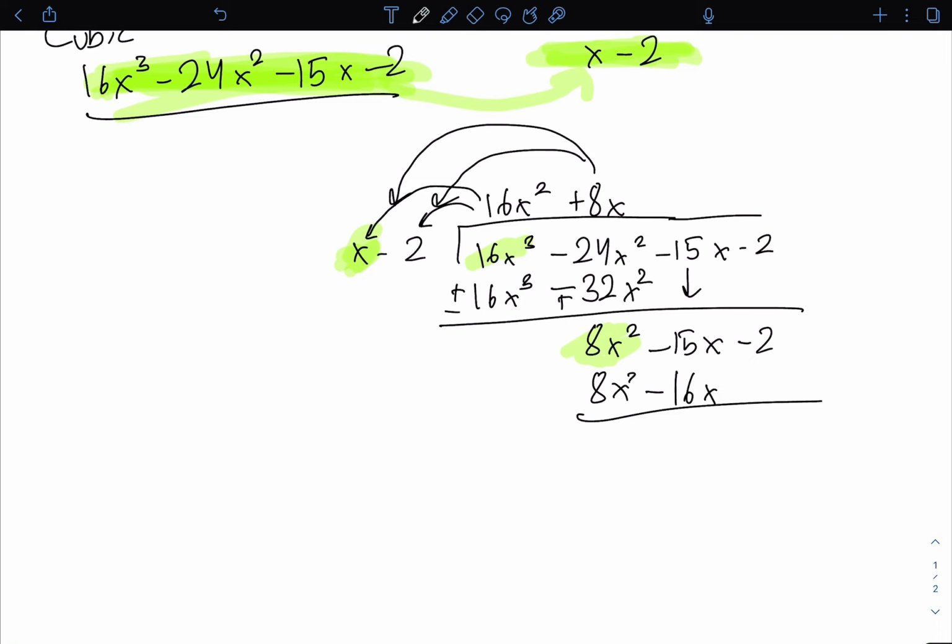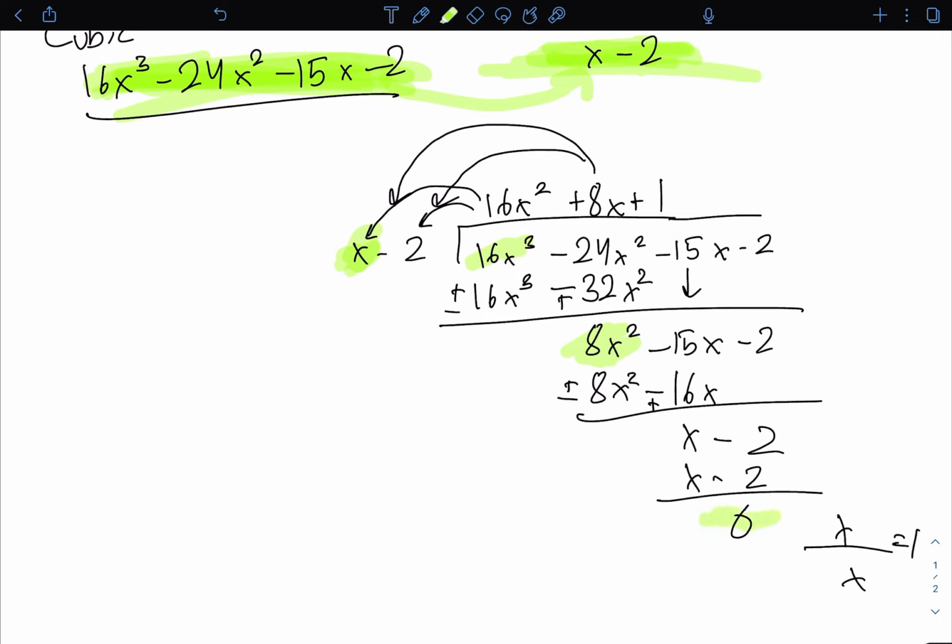Right, sorry, this should be 8x squared. This is positive, so it becomes negative. This becomes positive. 16x minus x is going to be x minus 2. So we take this and x, so 1, move 1 over here, and multiply it, so that's x minus 2, remainder 0. Okay, if the question already states that x minus 2 is a factor, then the remainder should always be 0. If it's not 0, then it's not a factor. Just simple, it's just not a factor.